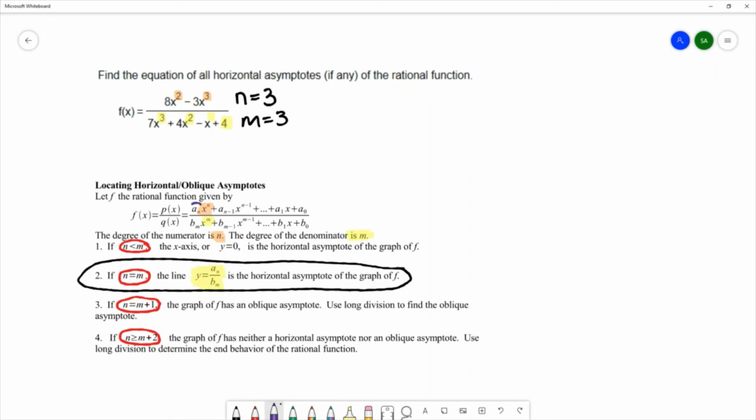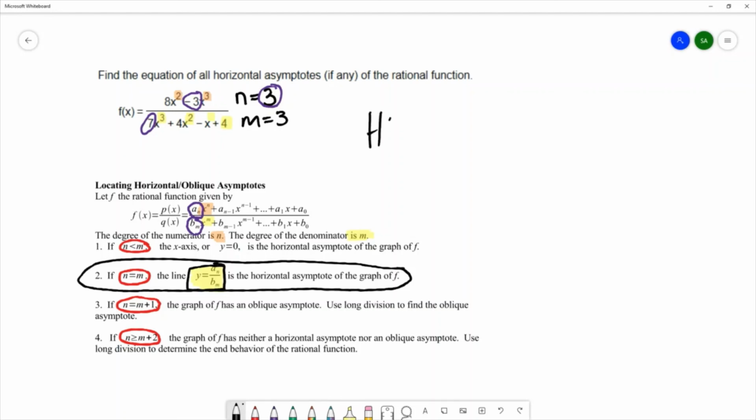are the leading coefficients. These are the coefficients that are attached to those highest degree terms. So we want to use the coefficient of -3, which is attached to that highest degree term of 3, and 7, which is attached to the highest degree term from the denominator. We call those the leading coefficients. So the horizontal asymptote is going to be the ratio of those two numbers.